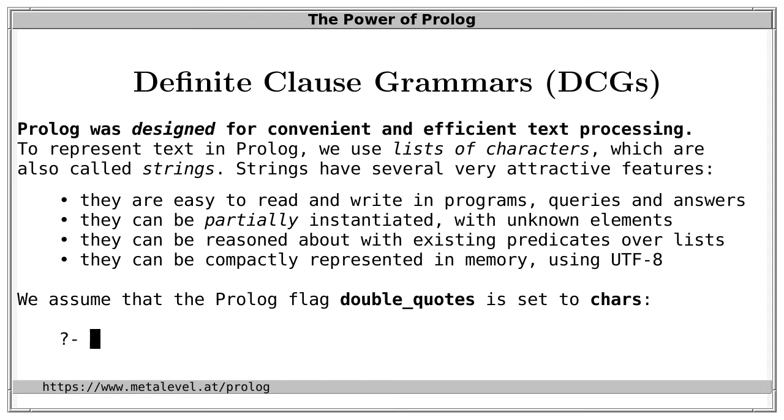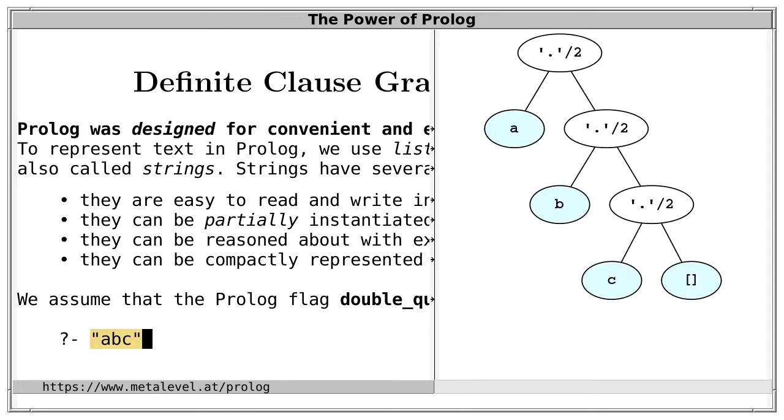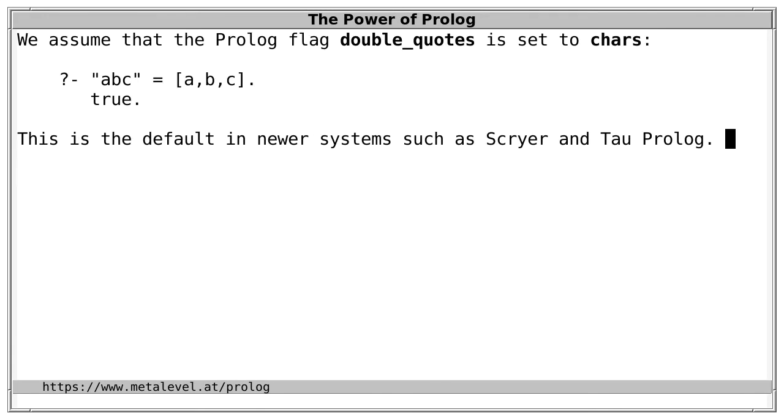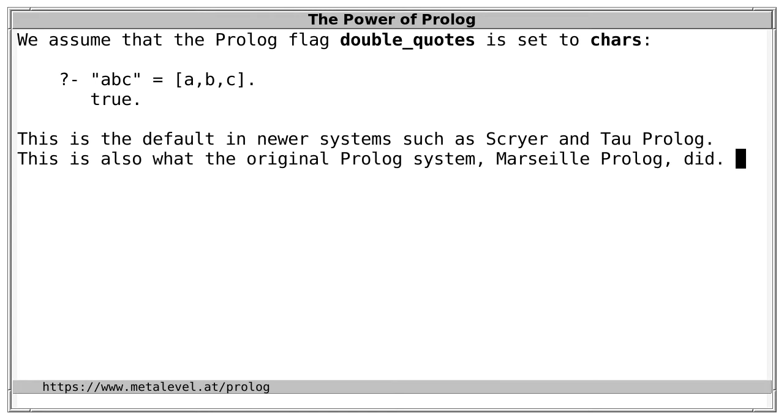And strings are most convenient to use if the Prolog flag double_quotes is set to the value chars, because then we can use double quotes to write lists of characters, like this. So this is a list with exactly 3 elements, the atoms a, b, and c. And we can write the string equivalently using list notation. So this succeeds, because the terms are the same. And this is already the default in newer Prolog systems, such as Scryer and Tau Prolog. And in fact, that's also what the original Prolog system, Marseille Prolog, did, because it was intended to make string processing as convenient as possible.